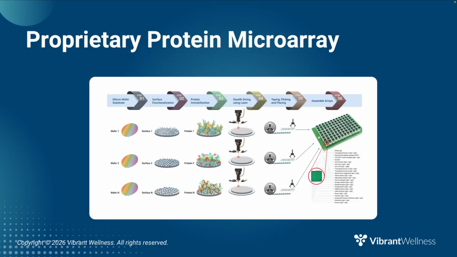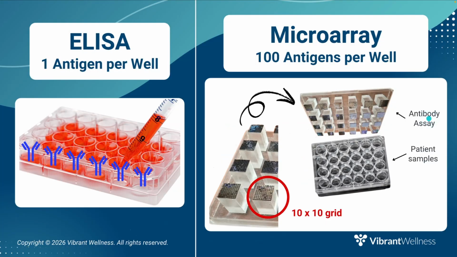Vibrant uses a proprietary protein microarray to quantify autoimmune antibodies. To help you better understand this methodology, I will explain how Vibrant makes the 3-dense microchips used to run this test. But first, please note that the microarray utilizes ELISA methodology. However, instead of 1 antigen per well, Vibrant can measure up to 100 antigens per well.